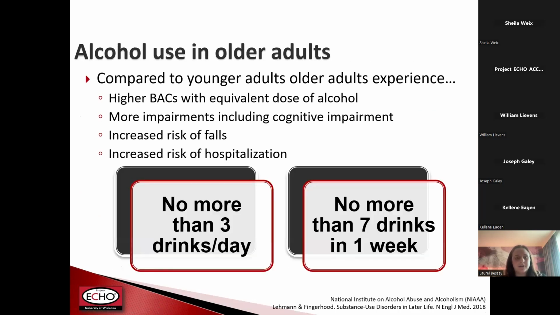So specifically about alcohol use in older adults compared to younger adults, older adults experience higher blood alcohol levels with an equivalent dose of alcohol and increased risks of falls, hospitalization, and impairments, including cognitive impairment. And just to remind us, because I think in Wisconsin many people exceed this, for people aged 65 and older, the NIAAA recommends no more than 7 drinks in 1 week and no more than 3 drinks per occasion. And some individuals, such as this patient, probably need to drink less or not at all, depending on their health and how they're affected by alcohol.